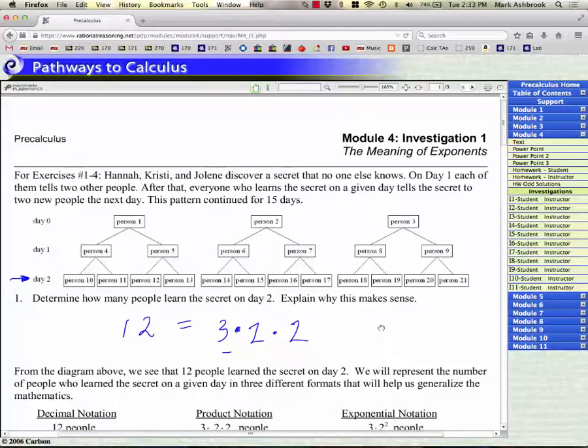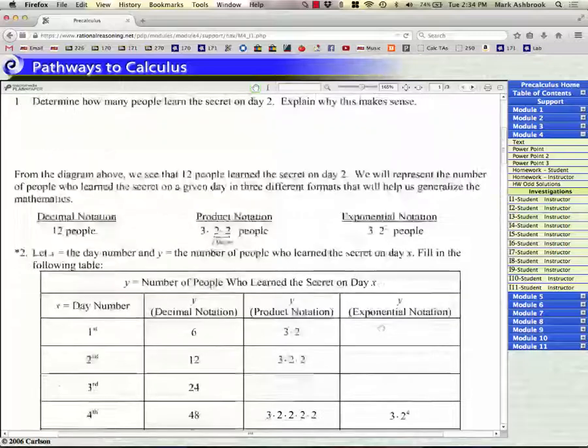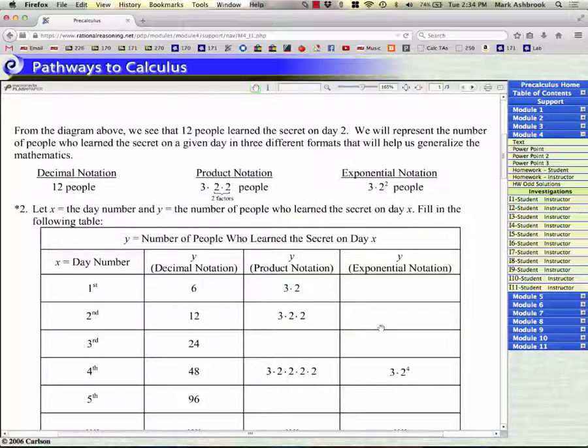Okay, so here are 3 different ways to express that number. Just 12 people, that's called decimal notation. Decimal notation is just the number 12. Product notation shows what we just wrote, that starts with 3, then times 2 for day 1, then times 2 more, times 2 again, to get the new people on day 2. And then exponential notation says that, hey, look, we multiplied by 2 twice, so we could use an exponent to show that we multiplied by 2 twice. So I want you to fill in the table.